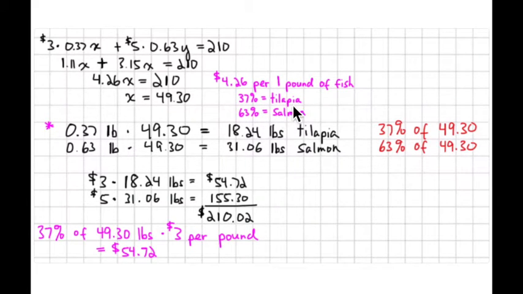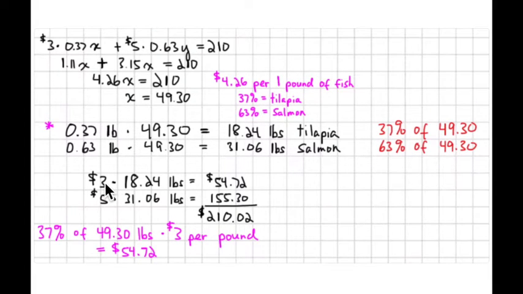So it's $4.26 per 1 pound of fish. 37% of that's tilapia. 63% of that is salmon. So if I buy 37 hundredths of a pound, and I do that 49 and 3/10 times, I'm going to purchase 18 and 24 hundredths pounds of tilapia. If I purchase 63 hundredths of a pound of salmon 49 and 3/10 times, I'm going to purchase 31 and 6 hundredths pounds of salmon.